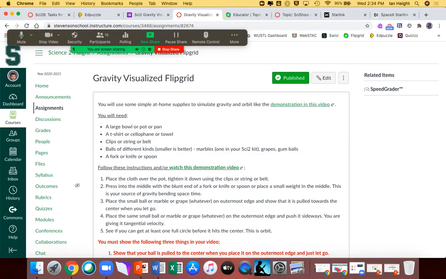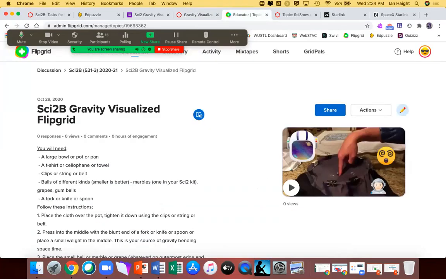And then you're going to give it tangential velocity, throw it sideways, and see if you can get it to orbit just once. I have a demonstration video like usual, and you can see in this little thumbnail here how I'm pressing in the middle for my source of gravity, and I've got a little ball there to represent my orbiting planet.